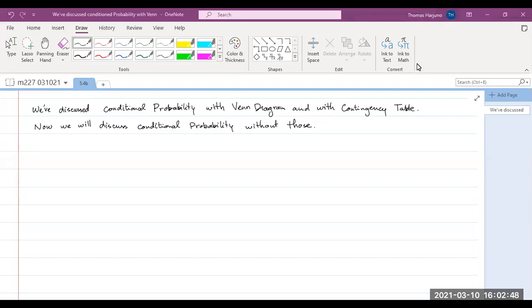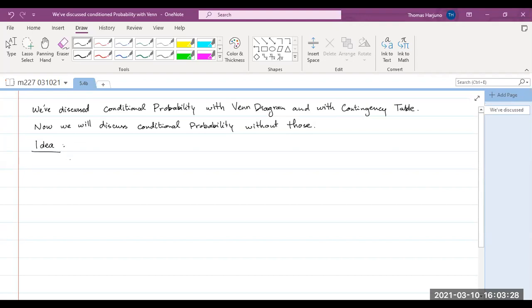Two days ago on Monday, we already went over conditional probability with Venn diagram and contingency table. Venn diagram and contingency table enable us to visualize the data and hopefully understand conditional probability at an early stage. Now, what happens if we don't have a Venn diagram and contingency table, and we are just given the probability of some events? And how do we compute that into conditional probability? Now, let's start with an idea.